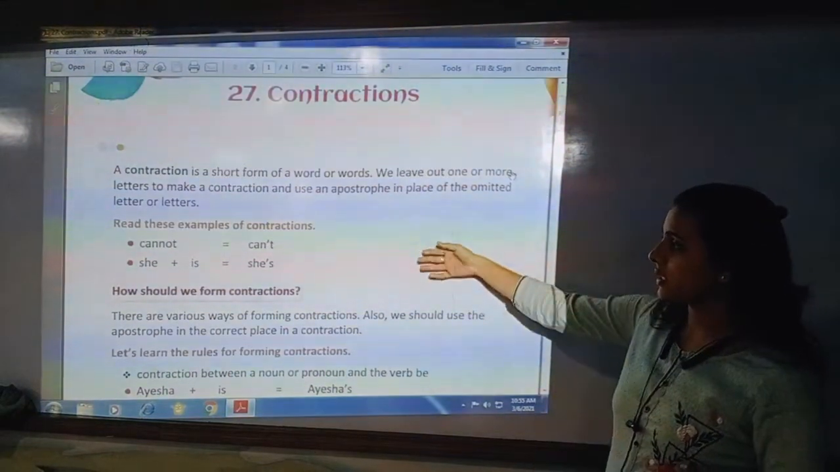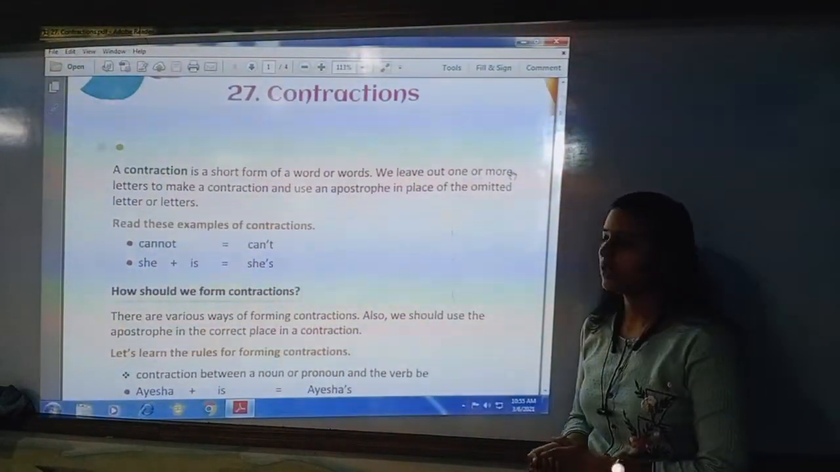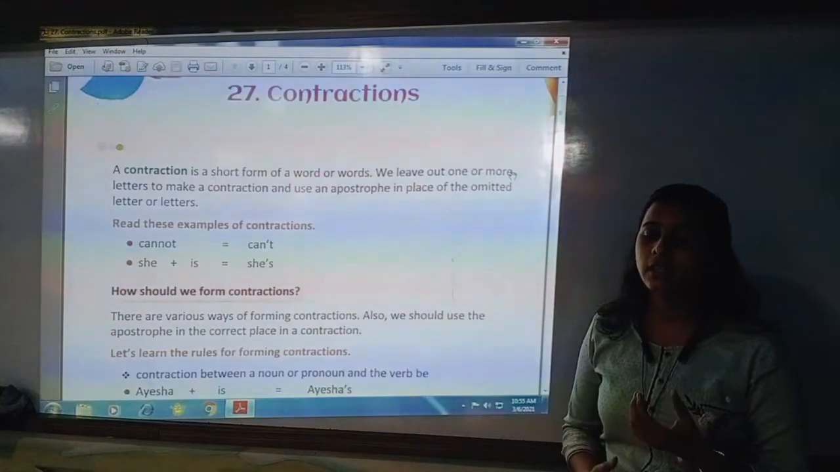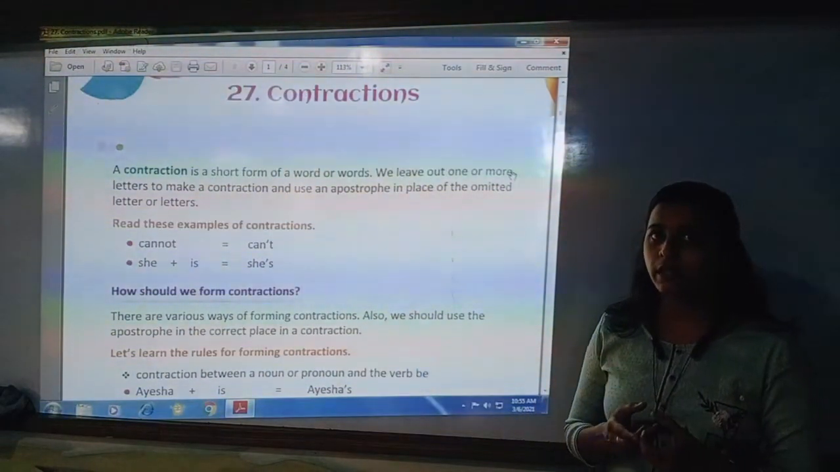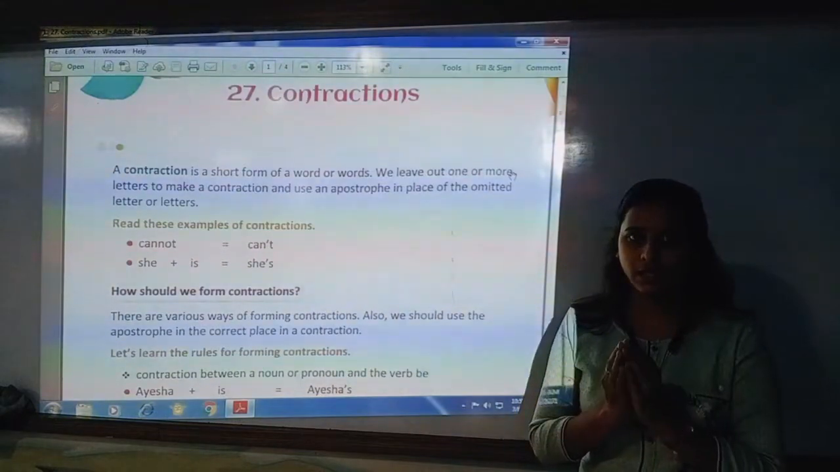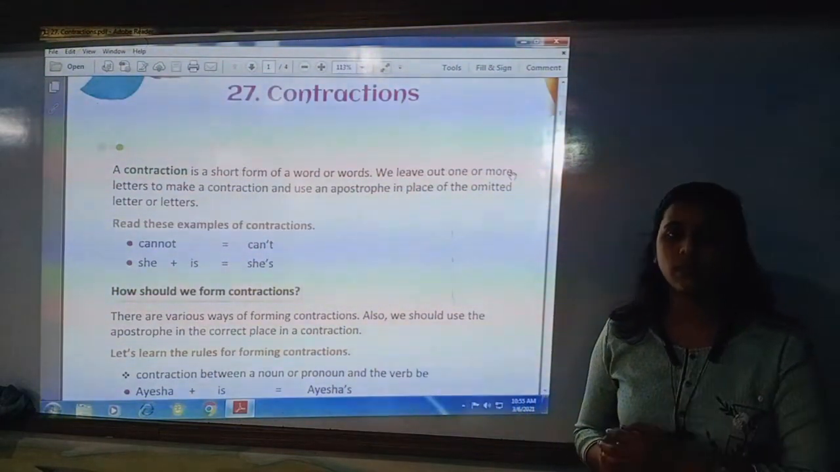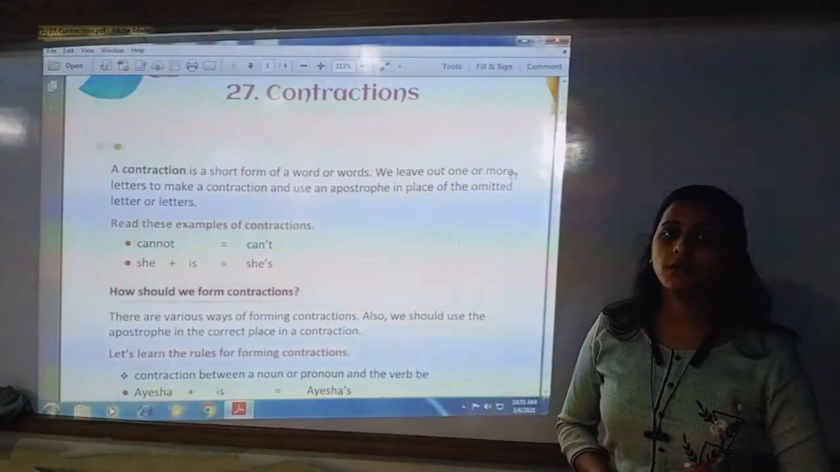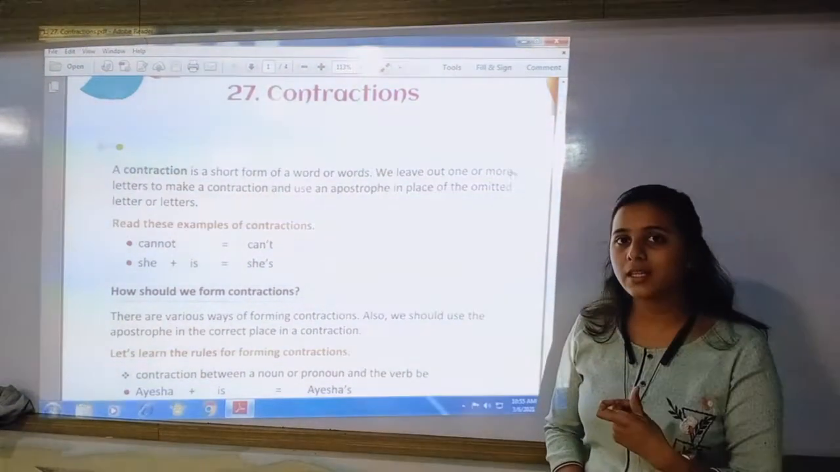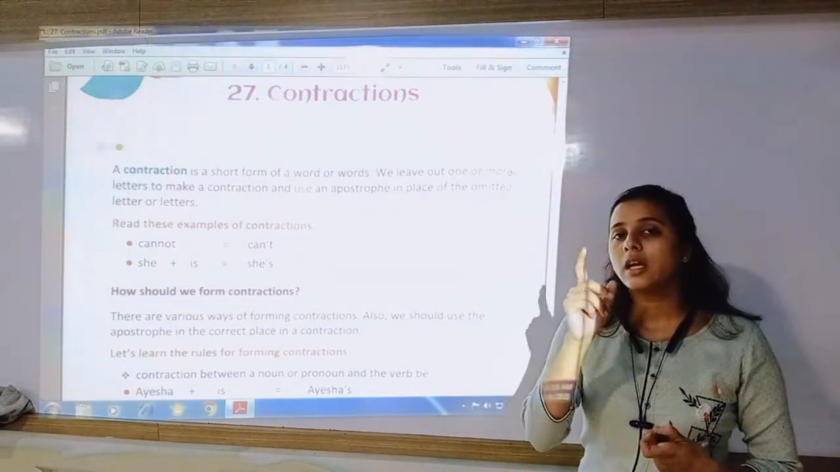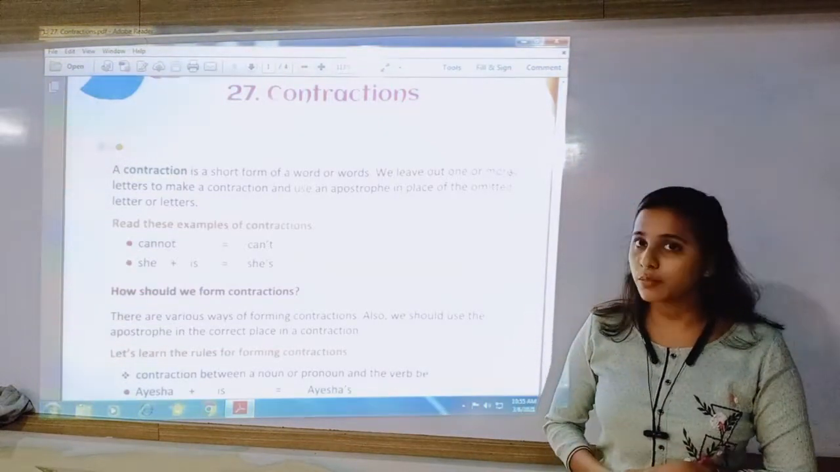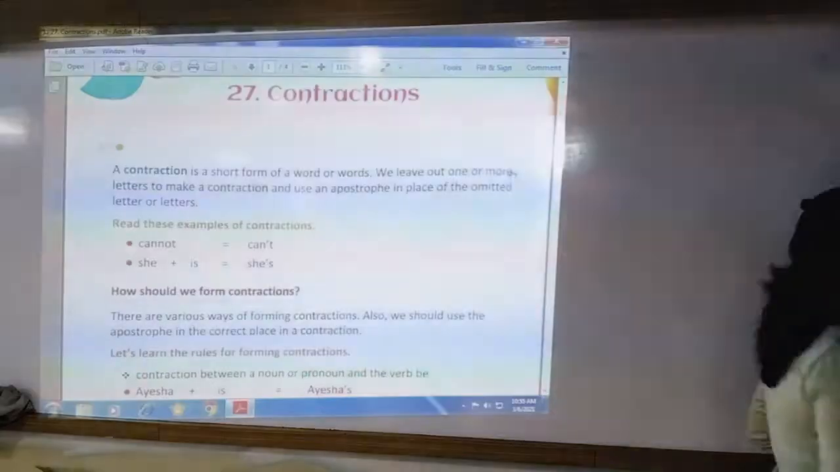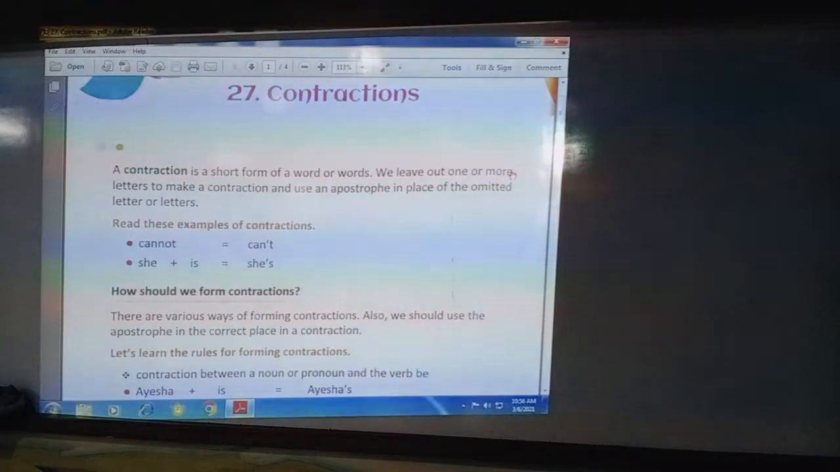Now, let us see some examples of contraction. First one, cannot. Two words are there, can, not. First we will join these two words, can, not, cannot. Then we will do contraction, in which we will eliminate two letters from the second word. Can will be as it is. From not, N and O will be removed, and at that place we will put apostrophe. So it will become can't.